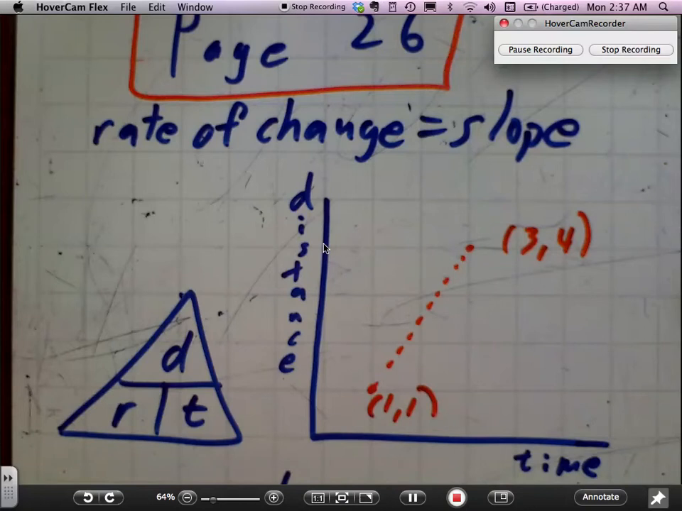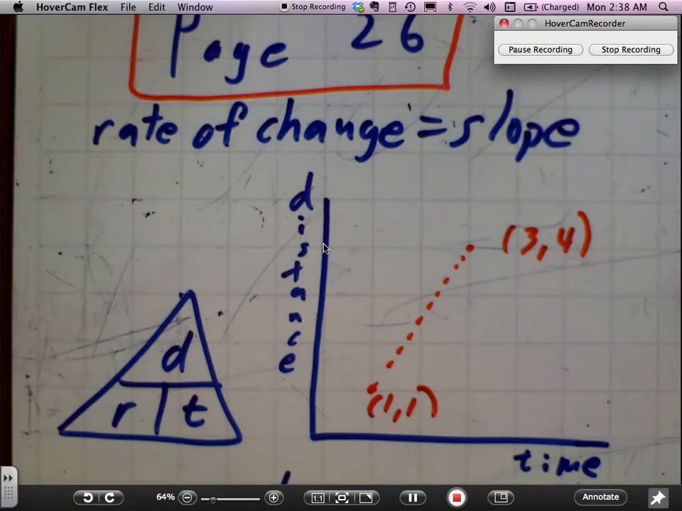Page 26 is pretty straightforward. It has a lot to do with slopes. I just want to talk about a few reminders regarding slope, and then I'm going to show you another trick on your calculator that can come in pretty handy. Another word for slope is rate of change, which you'll hear a lot more as we continue in mathematics.